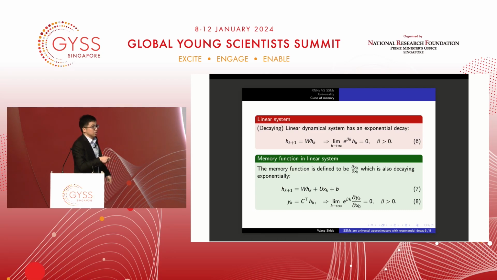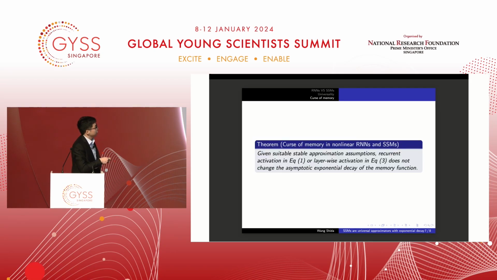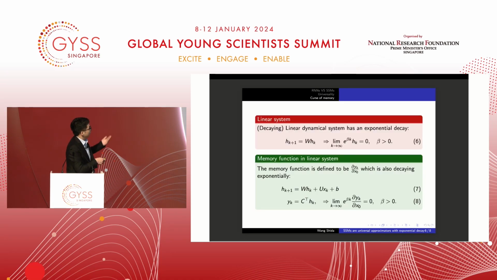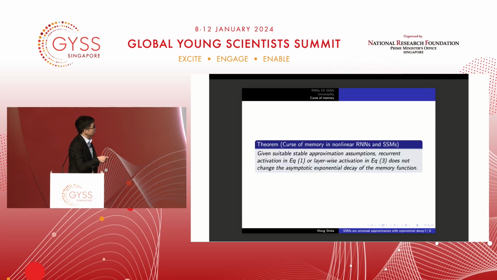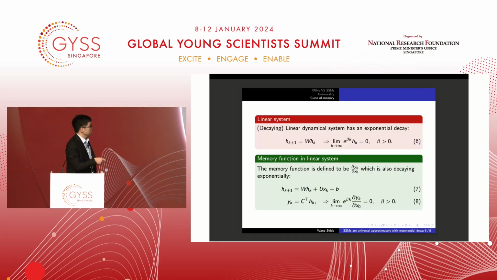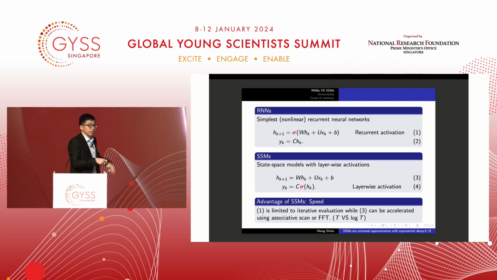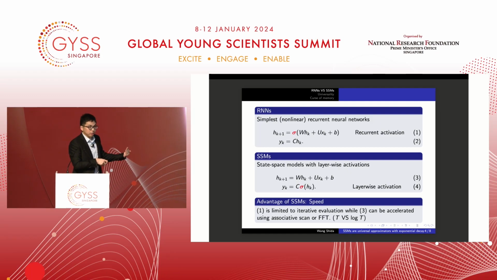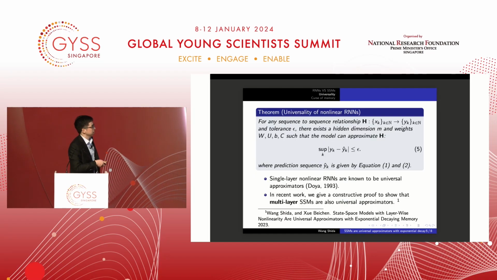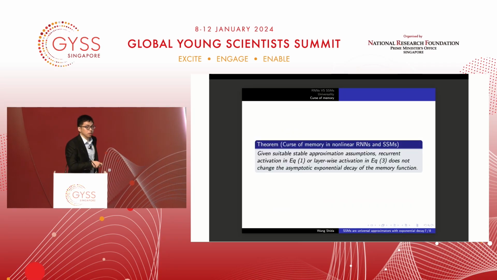This is the result for linear systems, and in our recent work, we managed to prove that for nonlinear models and state space models, no matter the recurrent activation or layer-wise activation, as long as you generalize the concept of memory function properly, they are also decaying exponentially. In other words, the recurrent activation and the layer-wise activation do not change the exponential memory decay pattern. So it's always decaying exponentially. This is the common feature of such recurrent models.